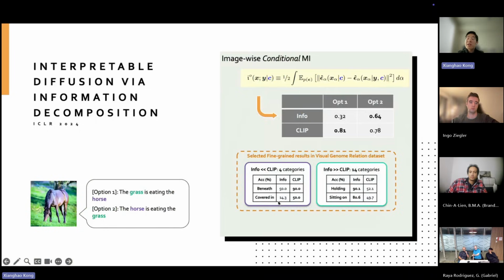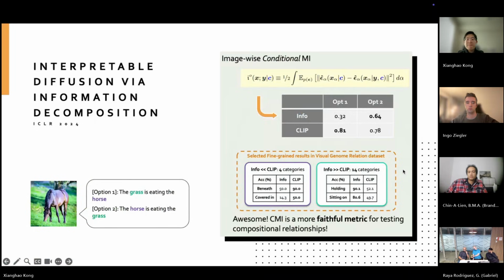For some relations, the CLIP score is better than the information metric, in a similar category; it wins in 4 out of the 20 categories. But for the other 14 categories, the information metric is much better than the CLIP score, like for holding and sitting on, those kinds of relationships. So from this experiment, we can say the conditional mutual information is a more faithful metric for testing compositional relationships. And these relationships are abstract concepts across modalities, right?